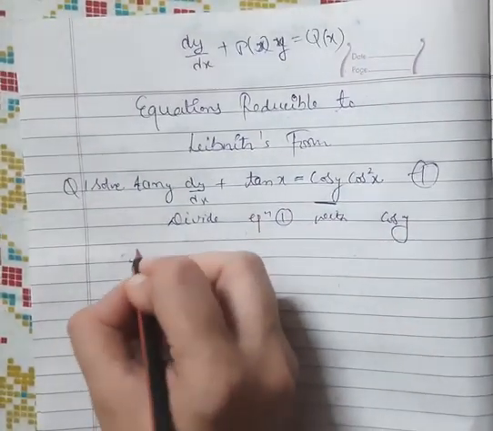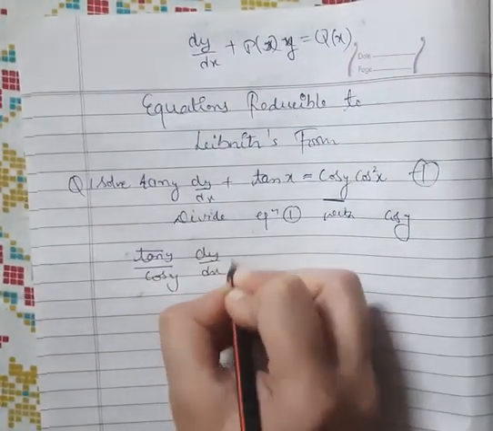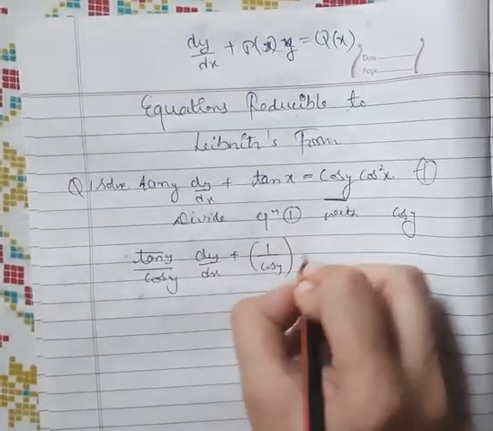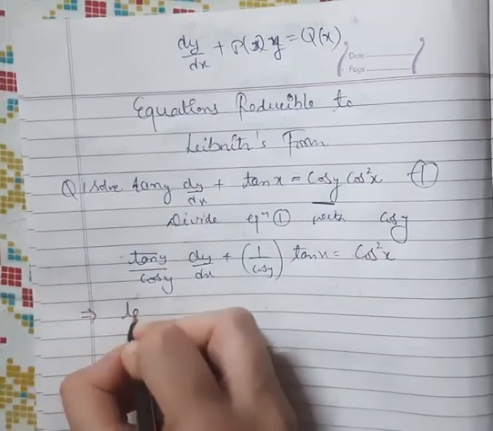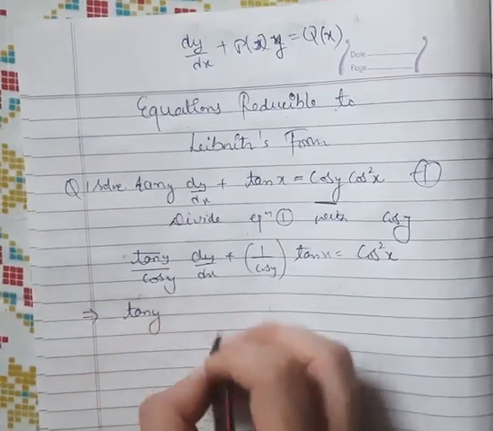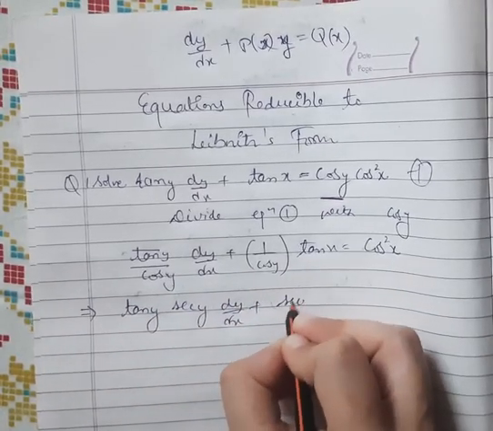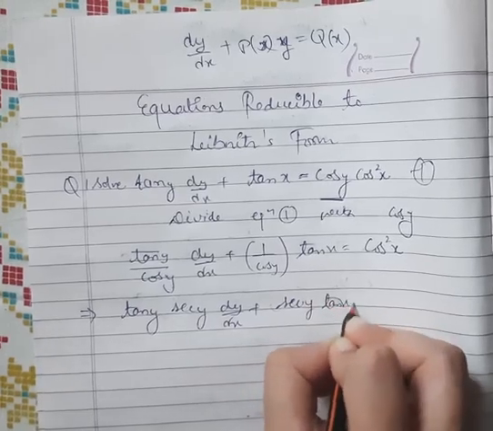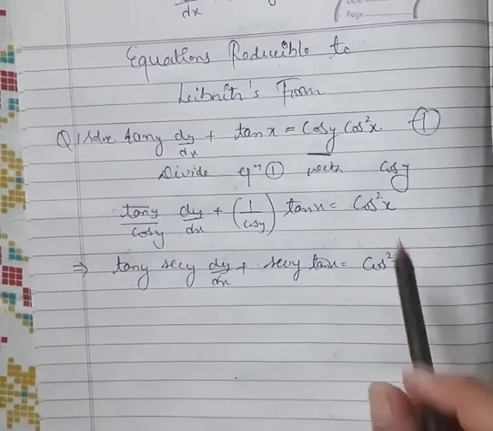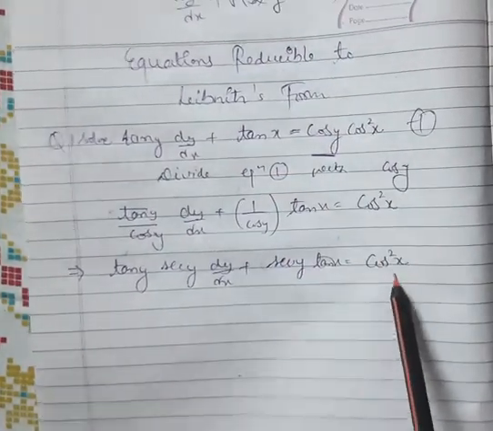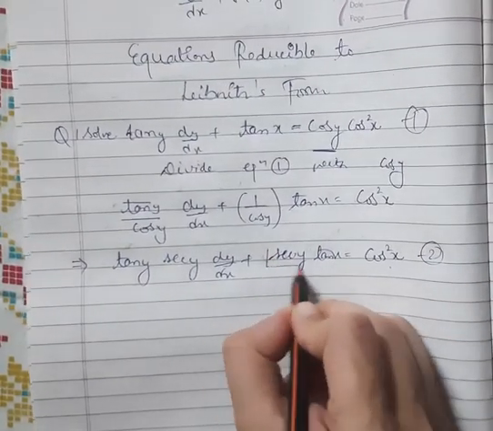When I divide this equation, what do I get here? Tan y upon cos y dy by dx plus 1 by cos y tan x is equal to cos square x. Simplifying, I write 1 by cos as secant y: secant y tan y dy by dx plus secant y tan x is equal to cos square x. So I have achieved my first step, which was to make the right hand side free from y, and we are done. Now the second step is to do the substitution.